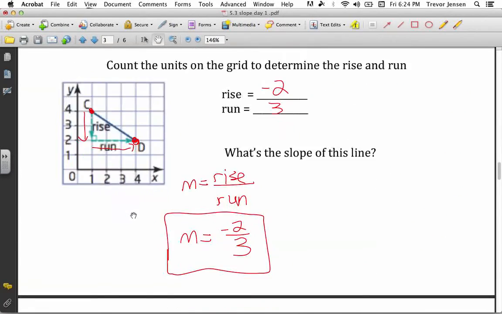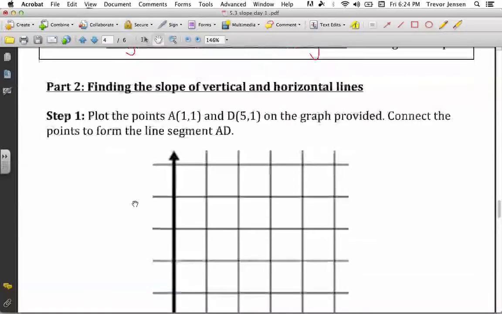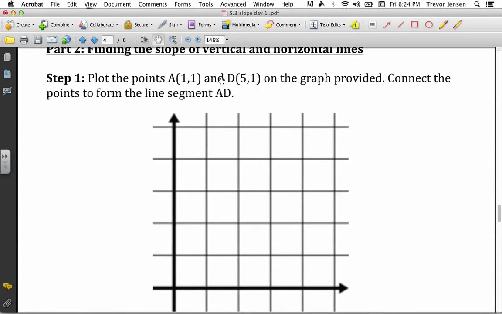So now let's continue on to slopes of vertical and horizontal lines. Part 2, find the slope of a vertical and horizontal line. Let's do this through a bit of an investigation. Plot the points A and D on the graph provided and connect the points to form the line segment AD. Point A is at 1, 1. Every coordinate gives you the x coordinate first and then the y coordinate. So point 1, 1 means when x is 1, y equals 1. That's this point here.